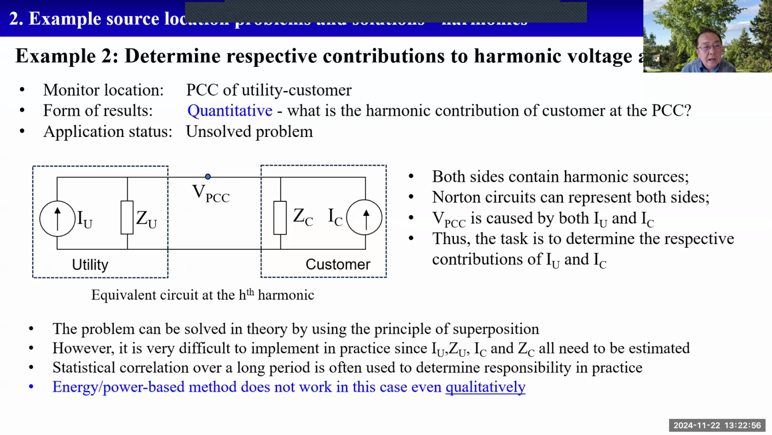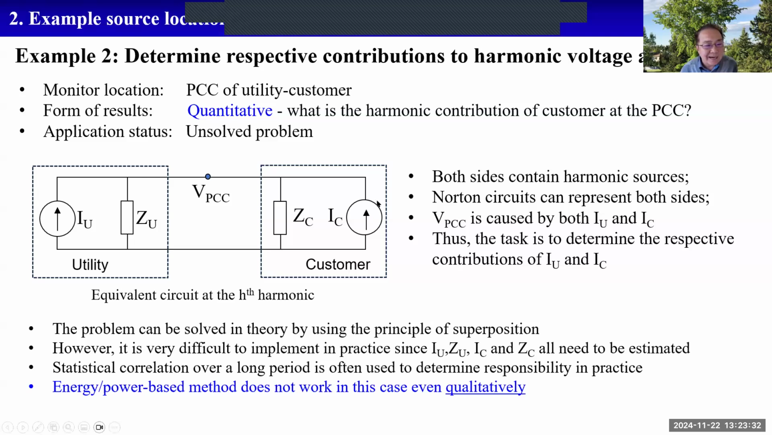Now, how about a steady state disturbance? Like I said, determine the respective contribution to harmonic voltage at the PCC. Again, the metering point is the interface point. The results have to be quantitative. For example, what is the harmonic contribution of the customer at the PCC? In application studies, unfortunately, this problem is still unsolved. I have been researching this for more than 25 years, and we still couldn't find a solution which convinces everybody.